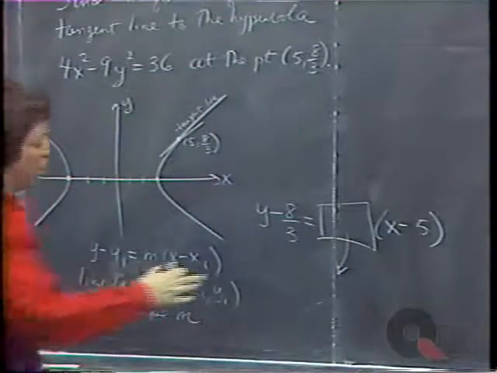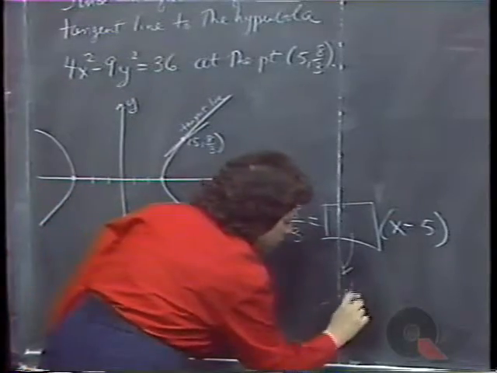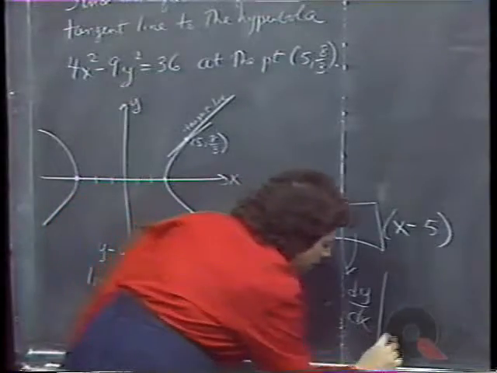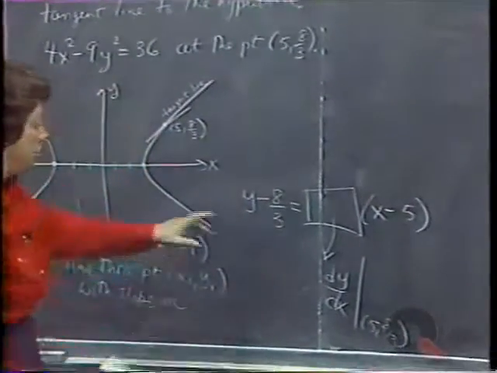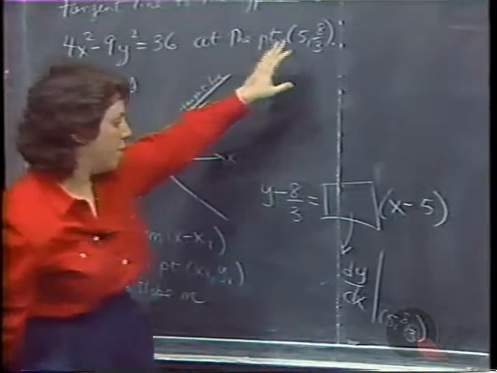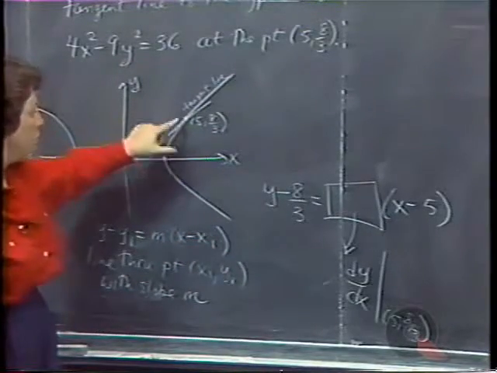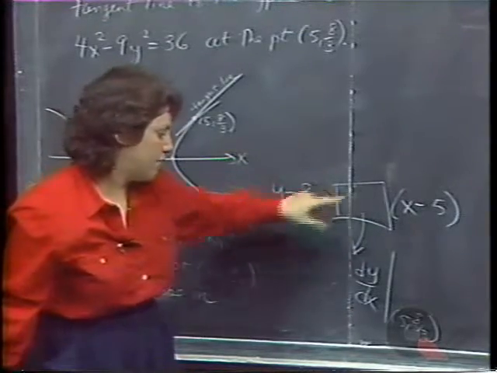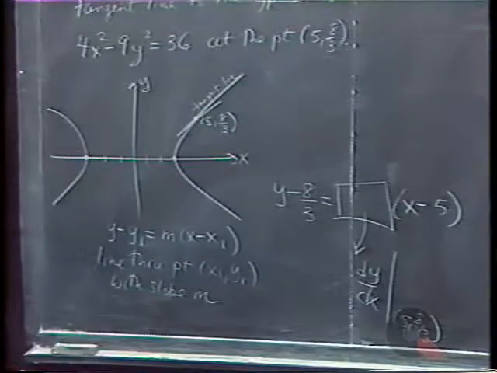But the slope of the tangent line at this point is simply the derivative evaluated at the point (5, 8/3). So if we could find the derivative, dy/dx, and evaluate it at the point (5, 8/3), that would give us the slope of this tangent line. And we would know point and slope. We'd be able to write the equation of the tangent line. So all we have to do is fill in what the derivative is at the point (5, 8/3).